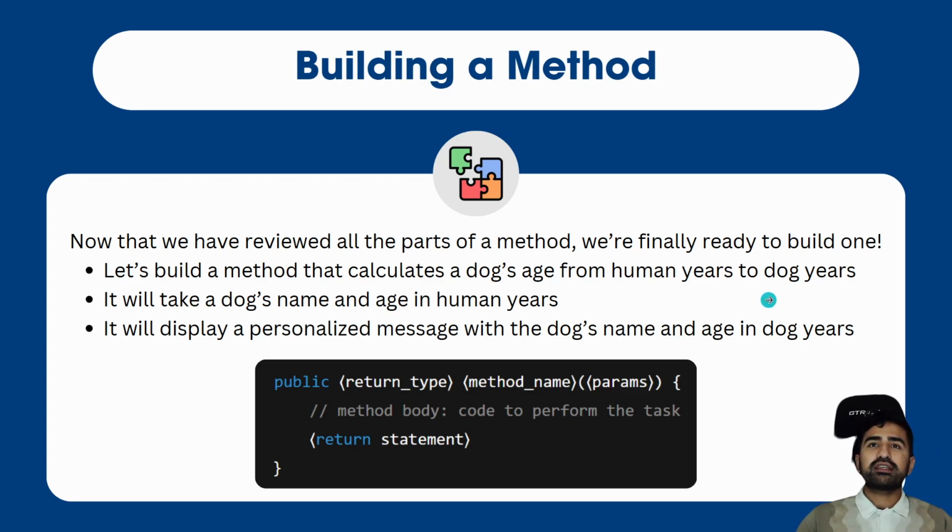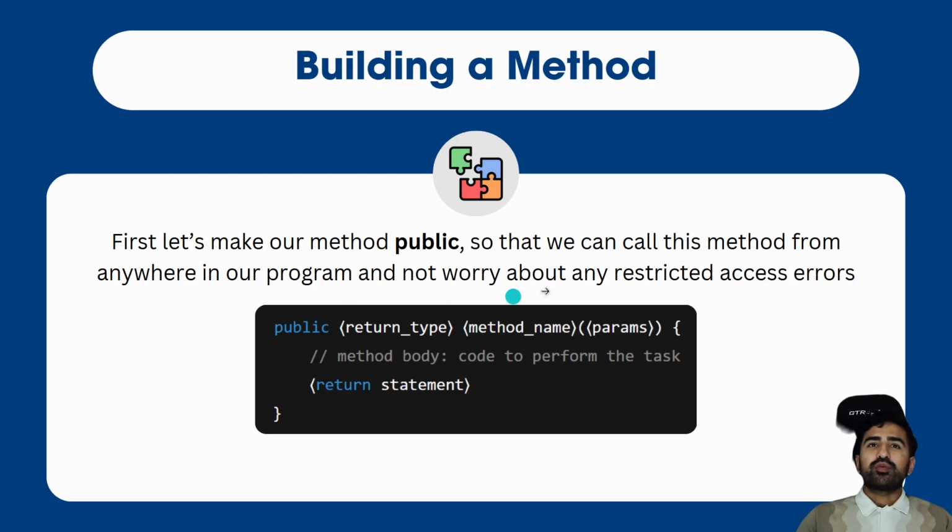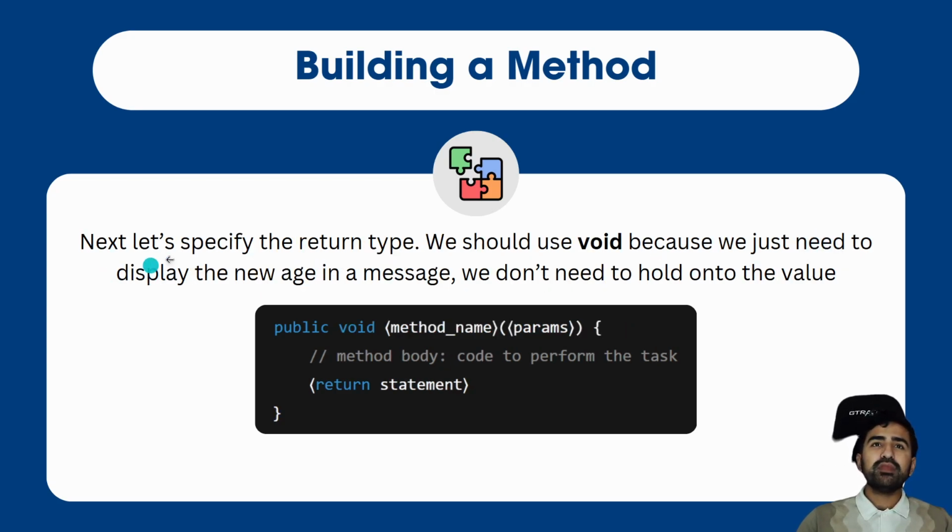Okay, so let's see. Public, that's going to be our access, right? We just want it wide open. If you restrict the method, and then try to access it somewhere else, you'll get an error, right? So just to avoid those errors, we're just going to make it public, just wide open. We're not going to worry about private until the next lesson. All right, so we made it public so that we can call this method from anywhere in our program and not worry about any restricted access errors. Return type, we don't actually need to hold on to the value. So we're going to make it void. I don't actually want to return anything.